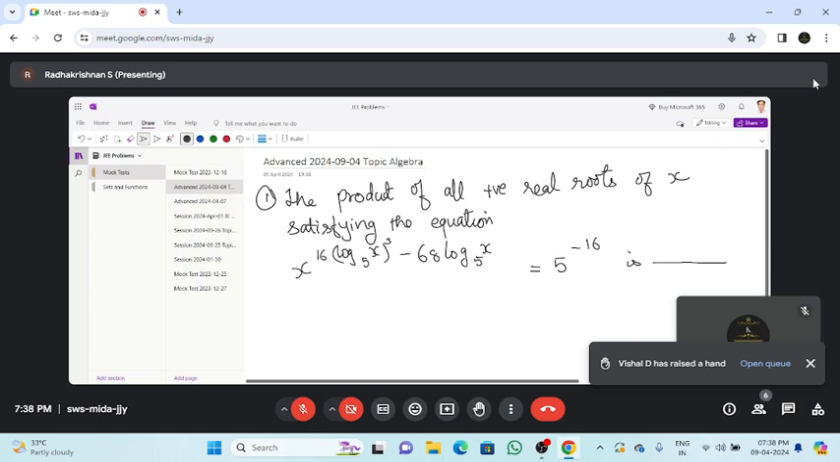Okay, so this is what you should have already done. It is an 11th portion level problem, algebra. Okay, can you see this problem? You're able to see my screen, Vishal? Yes, sir. Okay, so please work on this problem.